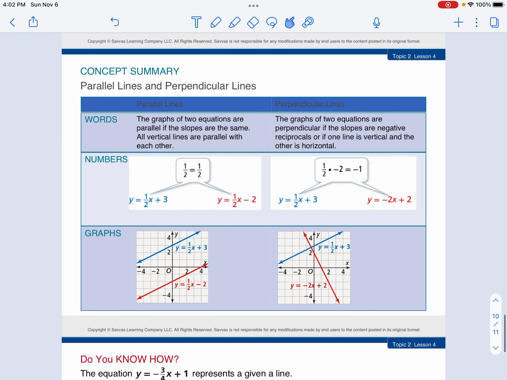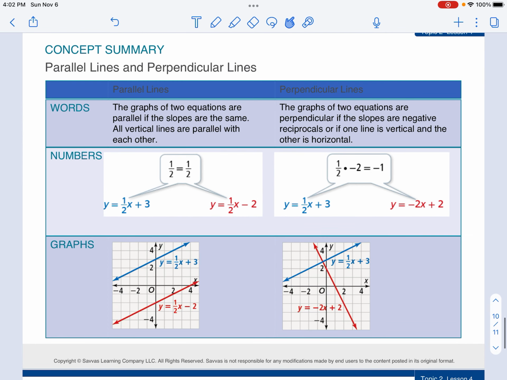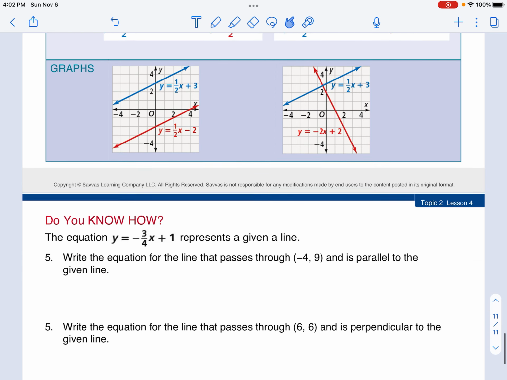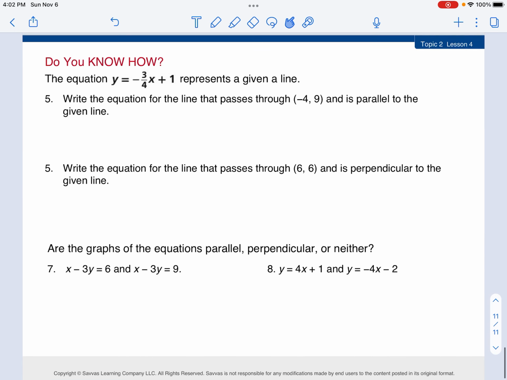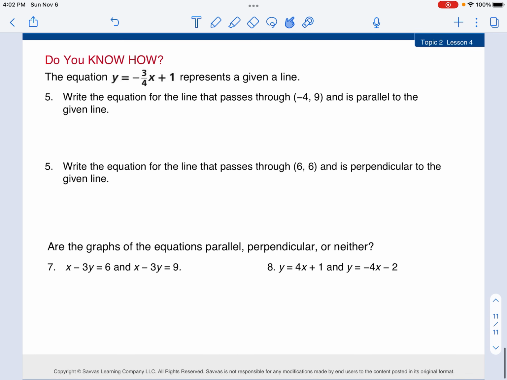We have our concept summary here, the difference between parallel and perpendicular, and what the graphs of those equations look like. Lastly, complete this "Do You Know How" for a summary so that you can check your understanding.